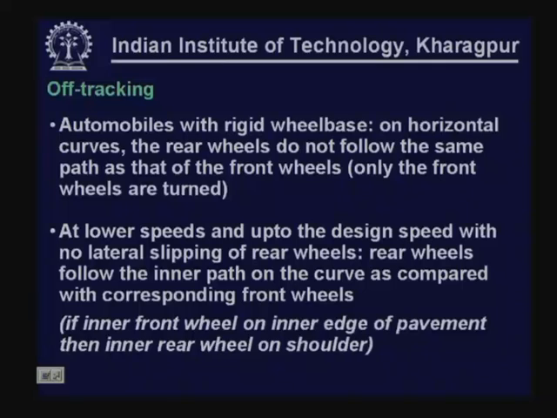Now, in this case, the rear wheels normally will follow the inner side of the curve. That means, whatever path is followed by the front wheels, the rear will follow an inner path. If we consider the front inner wheel on the edge of the pavement, then the rear inner wheel will be on the shoulder. So, that is basically off tracking occurring, and the rear wheels follow the inner path of the curve as compared with the corresponding front wheels.